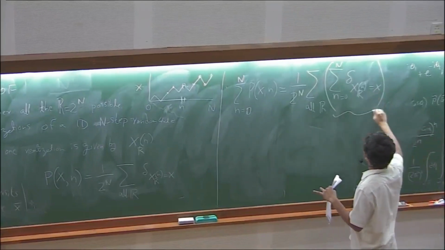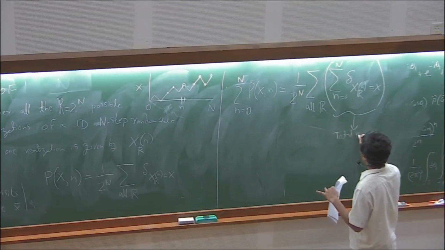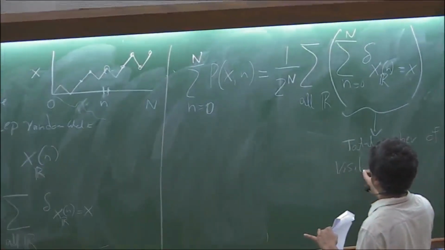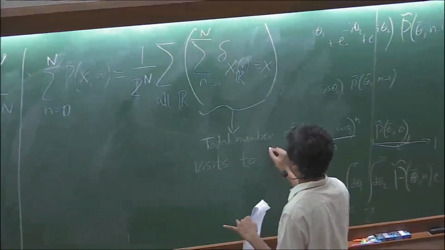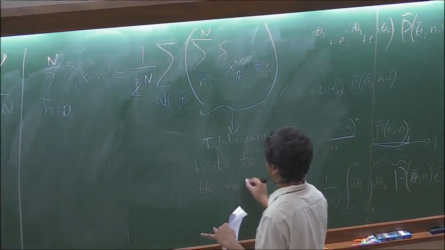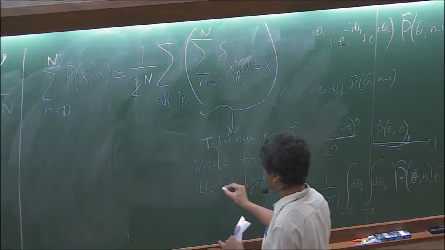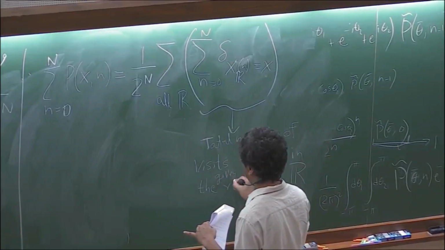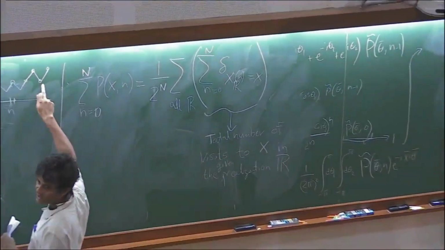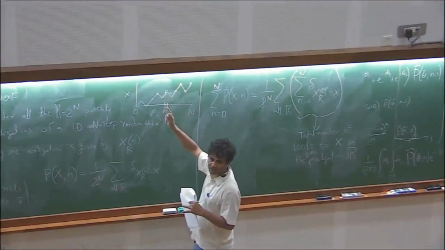So this is the total number of visits to x in the given realization. Because the point x was visited at this time, and it was also visited at this time. So in a given realization, how many times? 1, 2, 3, maybe it was visited 4 times.